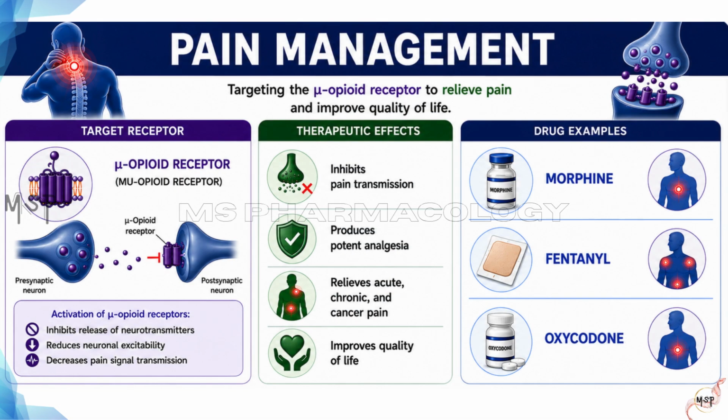Pain perception is also largely regulated by GPCRs, particularly the mu-opioid receptor. Activation of these receptors suppresses pain transmission within the brain and spinal cord, producing powerful analgesia. Consequently, drugs such as morphine, fentanyl, and oxycodone are widely used to treat acute pain, chronic pain, post-operative pain, and cancer pain. Although highly effective, these medications require careful use because prolonged activation may lead to tolerance, dependence, and respiratory depression.